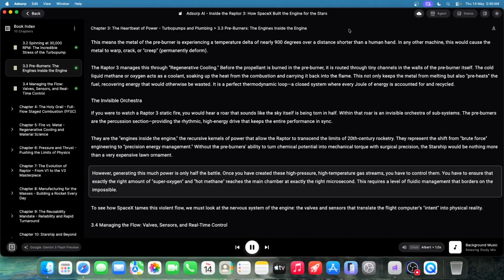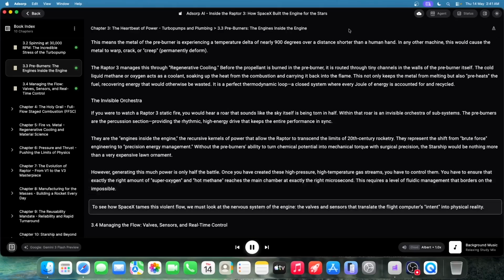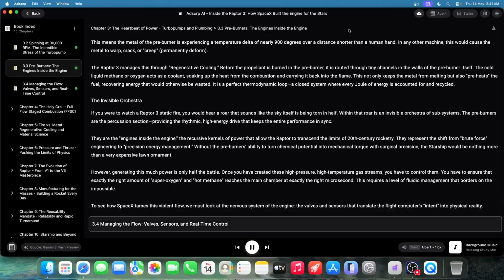However, generating this much power is only half the battle. Once you have created these high-pressure, high-temperature gas streams, you have to control them. You have to ensure that exactly the right amount of superoxygen and hot methane reaches the main chamber at exactly the right microsecond. This requires a level of fluidic management that borders on the impossible. And to see how SpaceX tames this violent flow, we must look at the nervous system of the engine, the valves and sensors that translate the flight computer's intent into physical reality. In 3.4, managing the flow, valves, sensors, and real-time control.